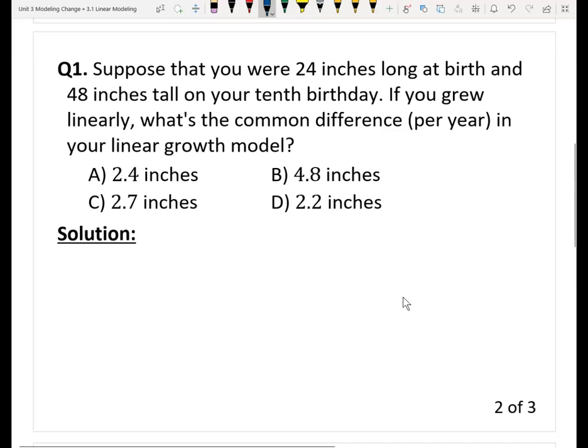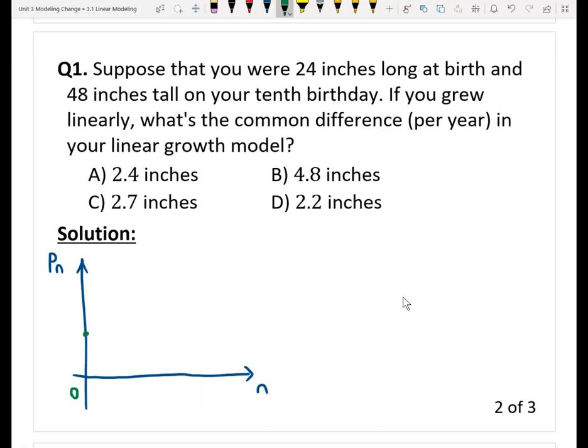In this question, I am going to draw a graph to show the formula. Here is the time n I use, and here is Pn. Now from the data we have 2 points. The first is birth, which is 24 inches, so here is time 0 and you have 24 inches tall. The second is you grow to 48 inches at your 10th birthday, so I draw it like this. This point is the second. Linking the 2 points together, we find a straight line, right? This is your growth model.